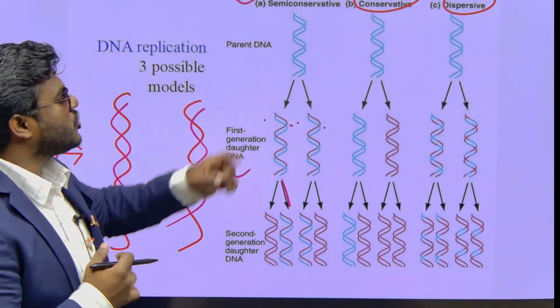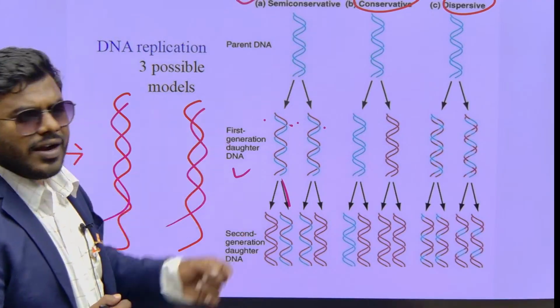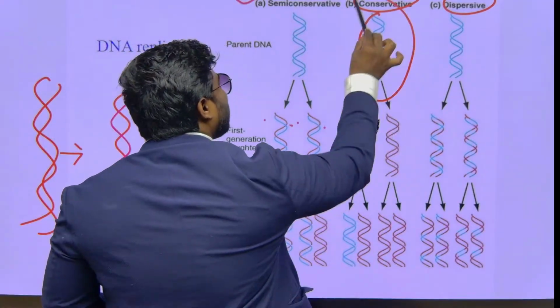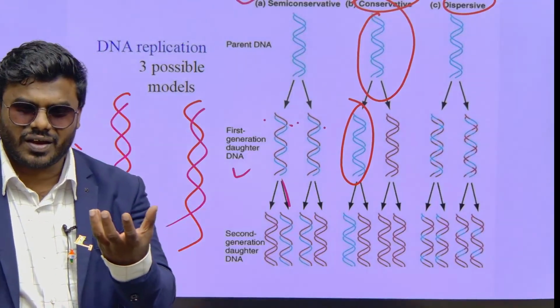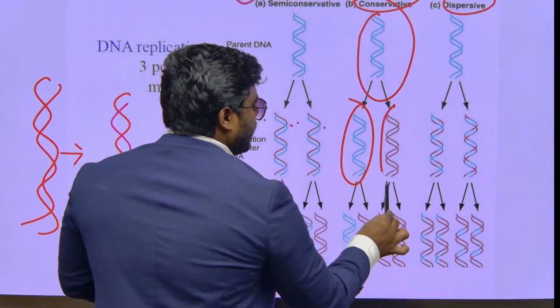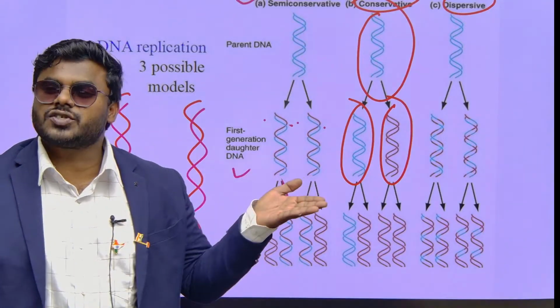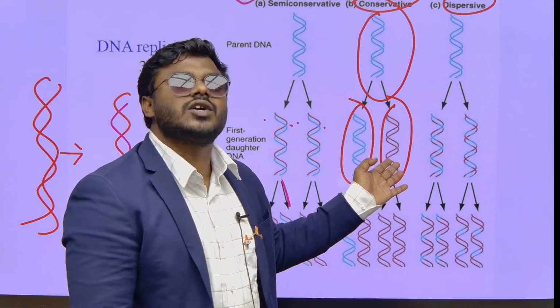What is actually a conservative model? All of you look into it. According to the conservative model, this is a parent DNA. The entire parent DNA gets preserved or conserved and gives rise to daughter DNA. Here there is no separation of the parent strand. The entire parent DNA is going to give rise to daughter DNA.